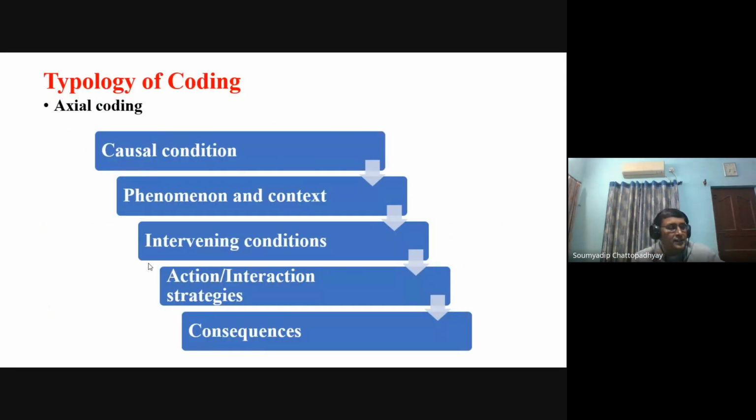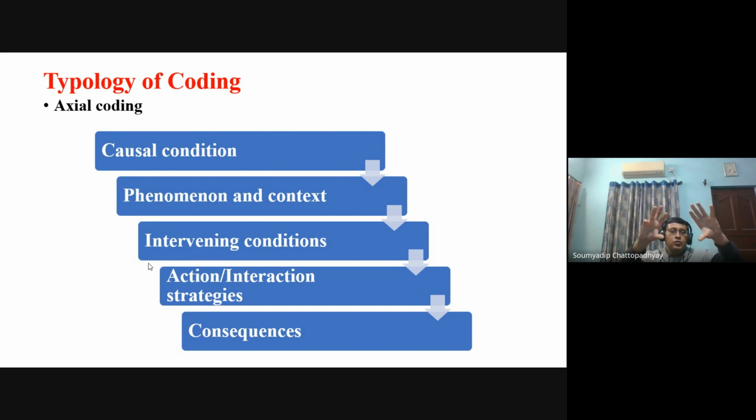Apart from that, there is axial coding. What is axial coding? This is basically the way we generally approach it. We start with a causal condition. We identify the causal condition, then we identify the phenomena and context, then we identify the intervening condition, then the action and interaction strategy, and finally we identify the consequence.